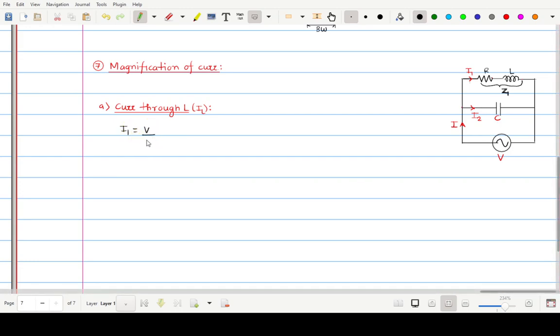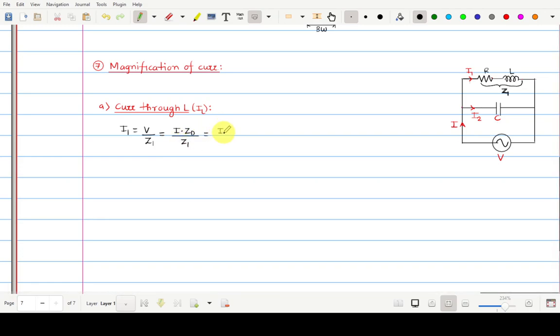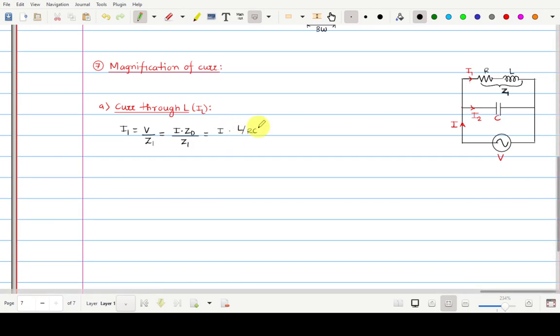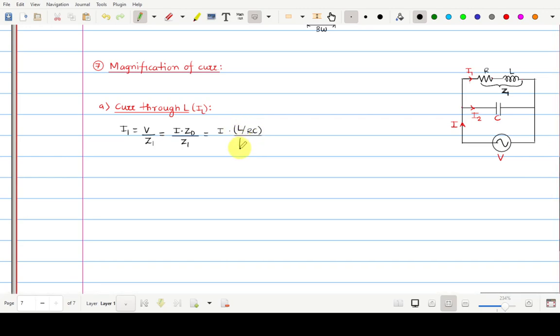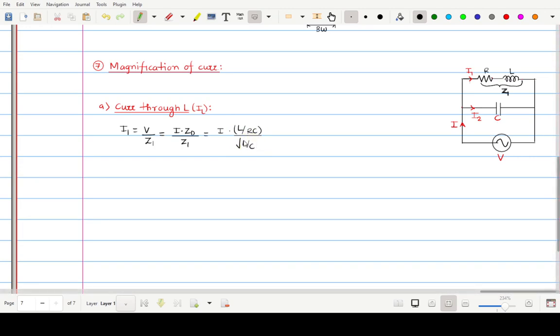Total voltage upon impedance of the first branch, Z1. We have already calculated Z1. Now what is total voltage V? It is nothing but I into total impedance, which is the dynamic impedance, upon Z1. So this is equal to what? I multiplied by, now what is ZD? We have already calculated, it is L by RC. So this is your ZD. And what is Z1? It is under root L by C.